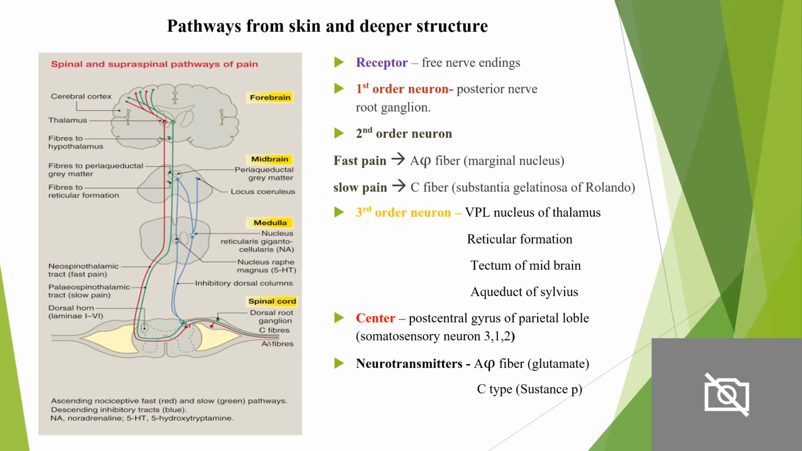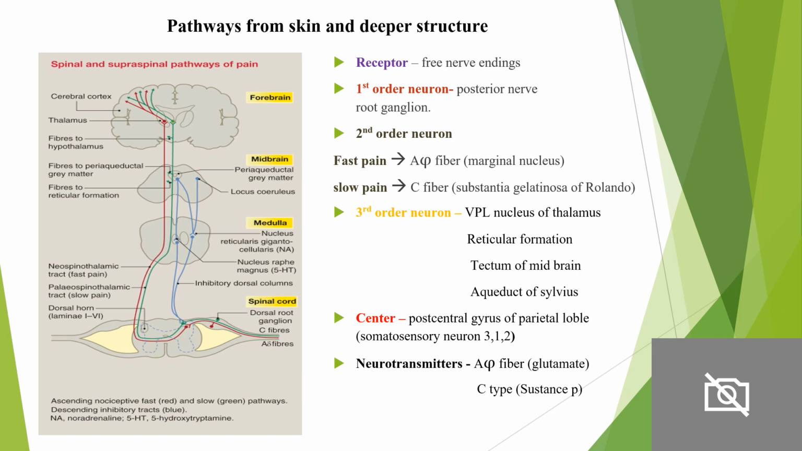Fast pain is carried by the A delta fiber, and slow pain is carried by the C fiber. This red one is the A delta fiber and the green one is the C fiber. If the pain receptor is here, it synapses with the pain receptor and carries the impulse or information from the pain receptor to the first order neuron.